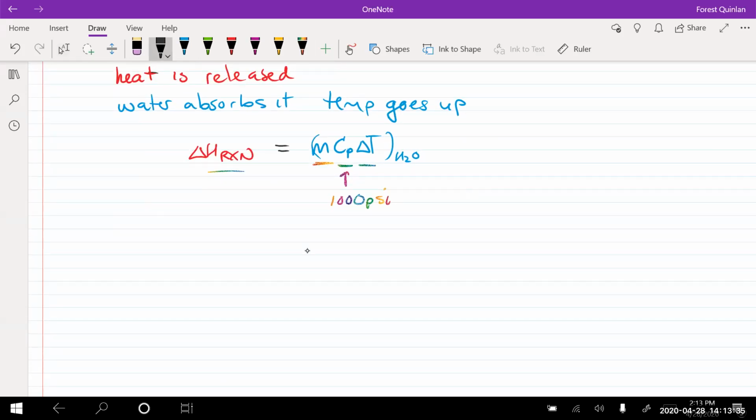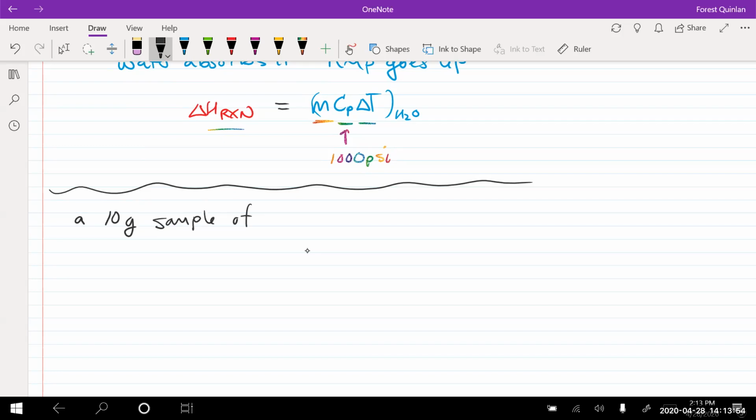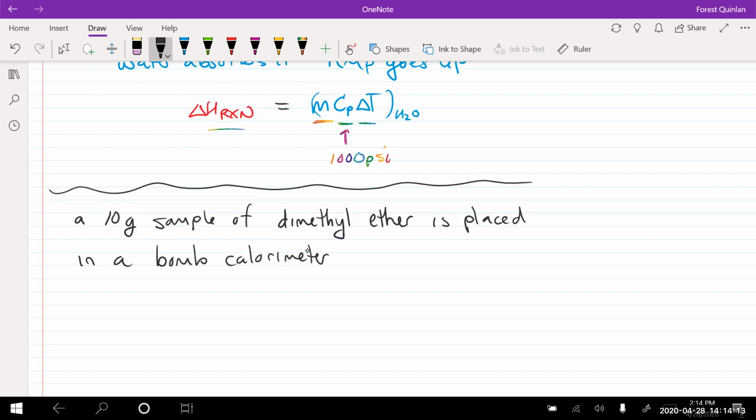I know this is a weird day, so I'm just going to go to the example here that I have. And let's see how a bomb calorimeter might work. A 10-gram sample of dimethyl ether is placed in a bomb calorimeter and ignited.